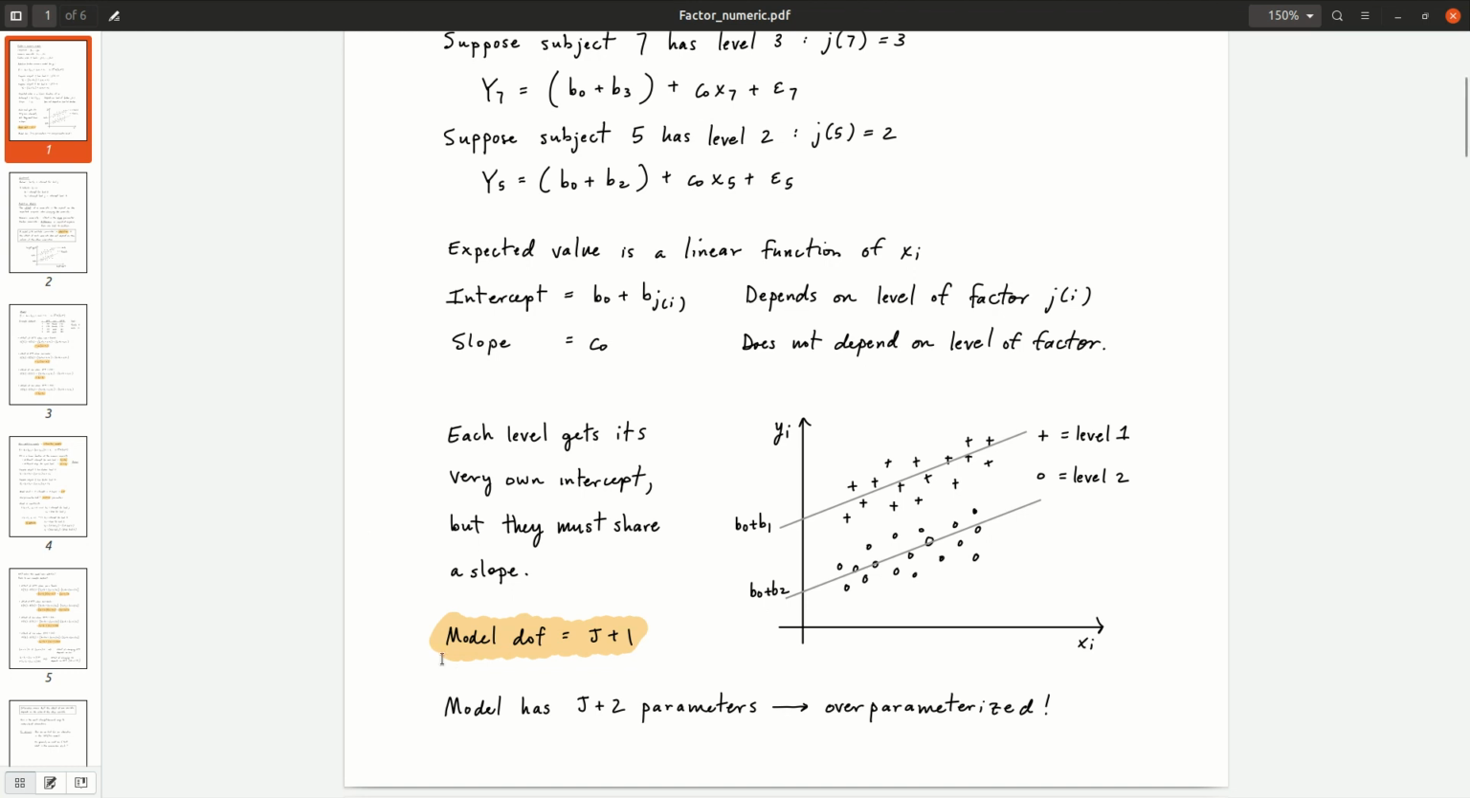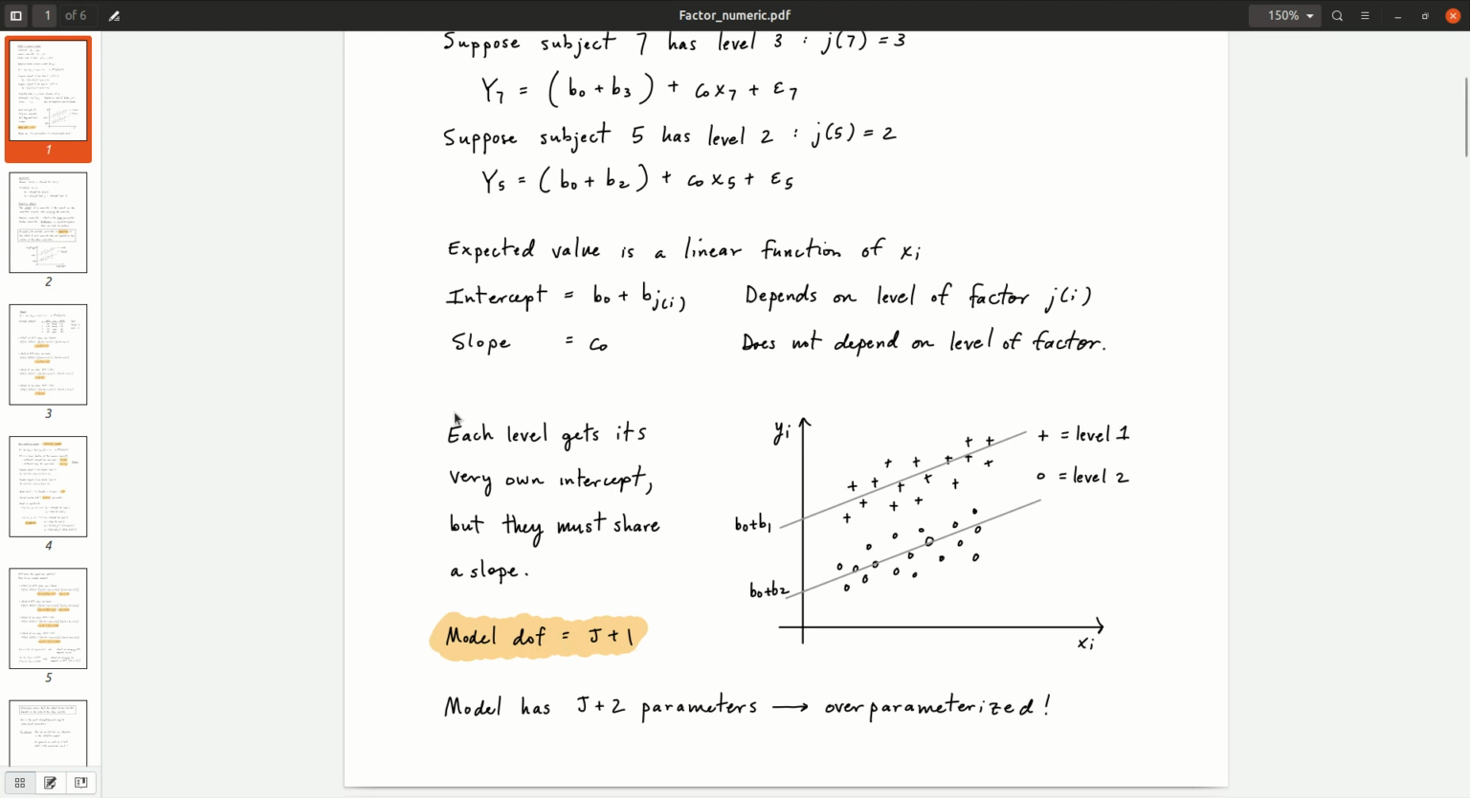The model degrees of freedom is going to be capital J plus 1. So let's think about why that is. The reason is written right above it. Each level gets its very own intercept. So if there's capital J levels, the model is going to contain capital J parameters just to describe the intercepts. But then there's a common slope. So you only need one additional number to specify the slopes because they're shared by all of the levels. So that means in total, the model is going to have capital J plus 1 model degrees of freedom.